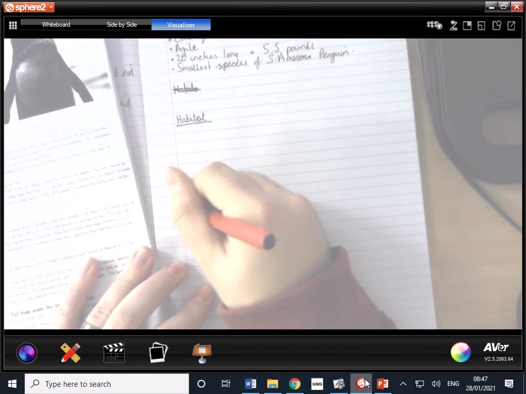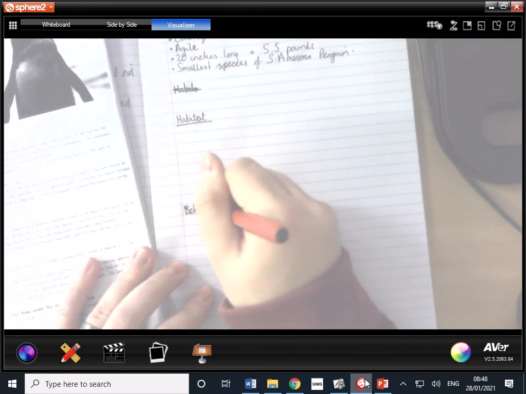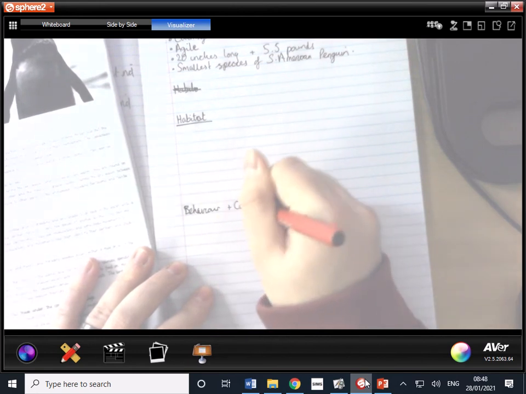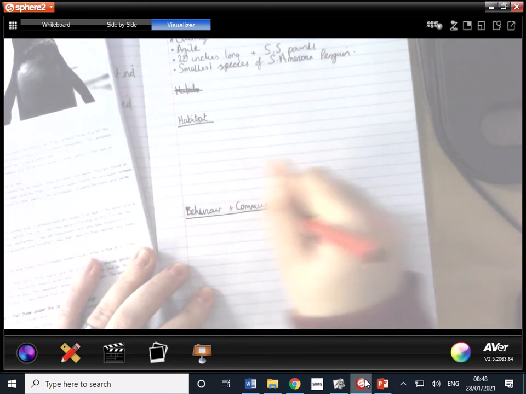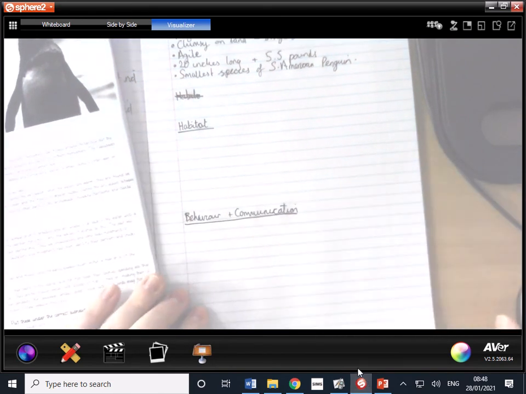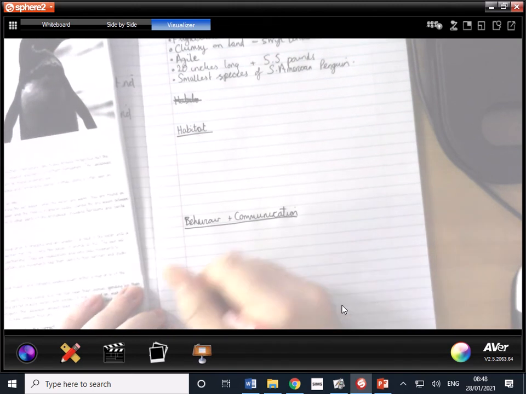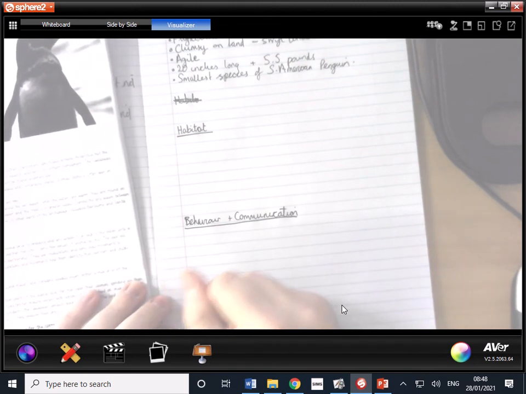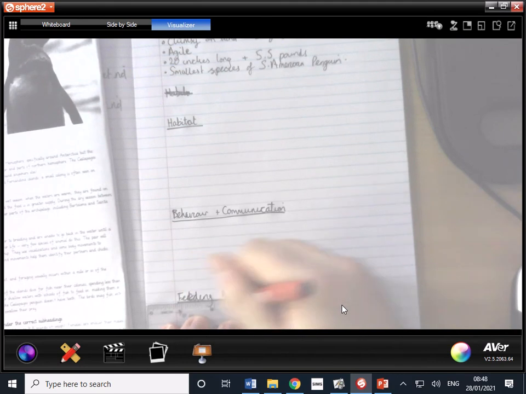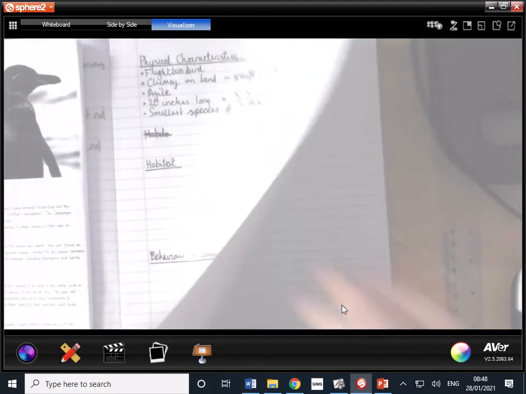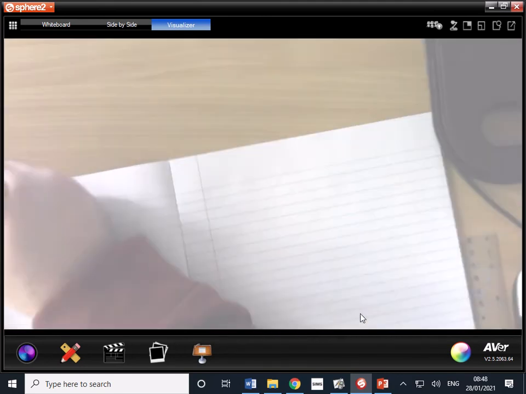Moving further down the page now. Then you've got behaviour and communication. So then you take a few notes on that, and then the last one you would take a few notes on is feeding habits, which is only going to be a small section. I've just realised I haven't used my ruler for any of that. That is terrible, terrible teaching methods. Apologies about that. And then on the next page, leave room for some fast facts.